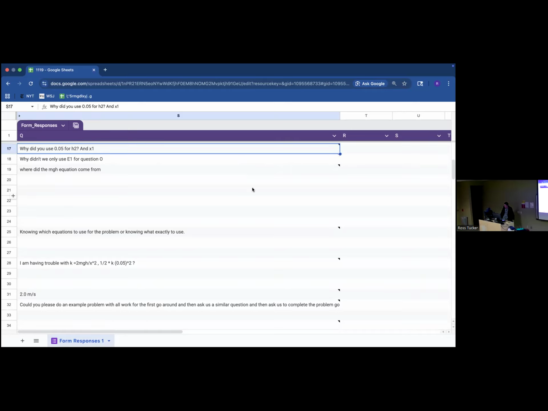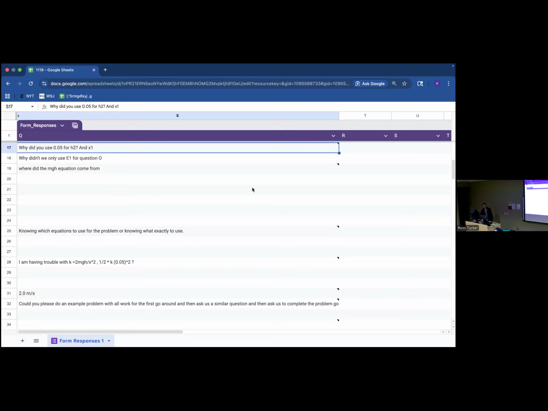Next question, why did I use 0.05 for H2? Yes, I did use 0.05 for H2 because I said you start at the bottom of a gun. Well, hopefully that's where bullets, corks start. And then when you fire the gun, it goes up. When it's at the tip of the muzzle, and I told you the length of the muzzle, how far is it gone? That's its height. If you go up from your initial point to the tip of the gun, the height is equal to the length of the gun. If that's confusing, I encourage you to draw a little sketch, and it might help.